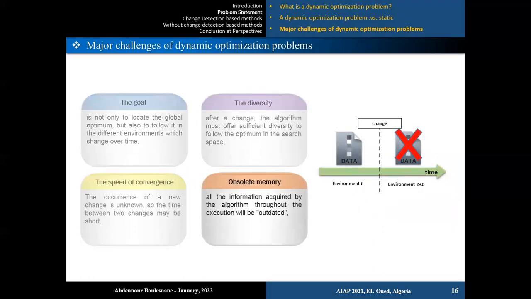The problem of outdated memory. After an environmental change, the information accumulated during the run of the algorithm, including the solutions found and their positions and fitnesses, can become useless over time, and therefore they can mislead the evolution and prevent the algorithm from finding the new optimum. So you must manage all of these challenges in order to construct new algorithms to resolve dynamic optimization problems.